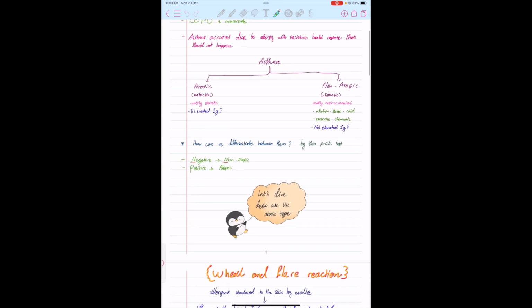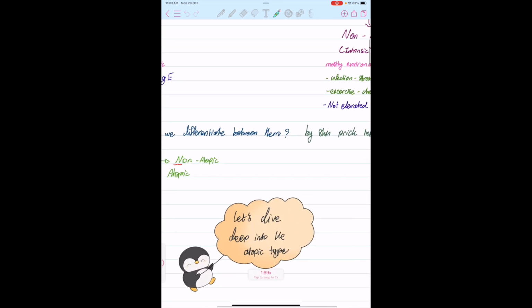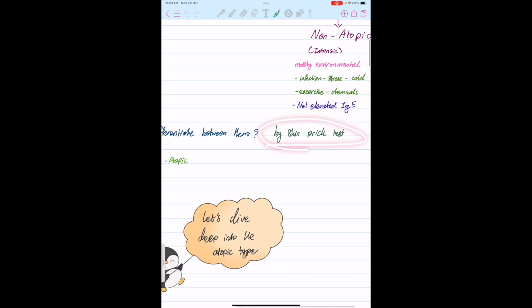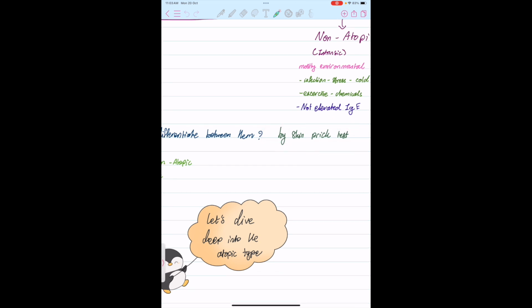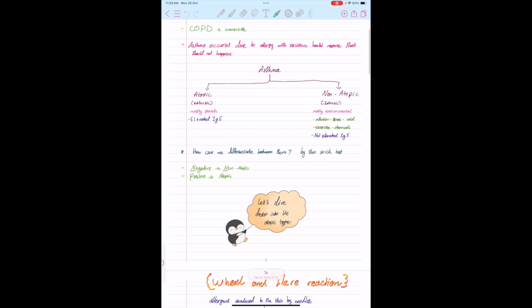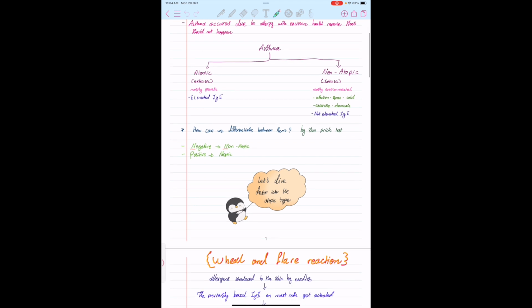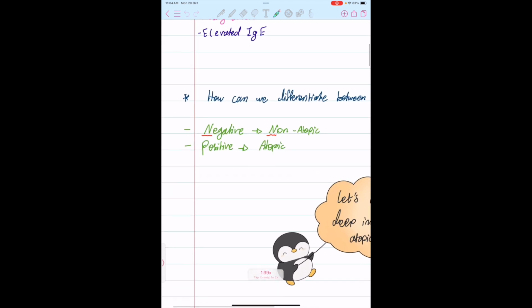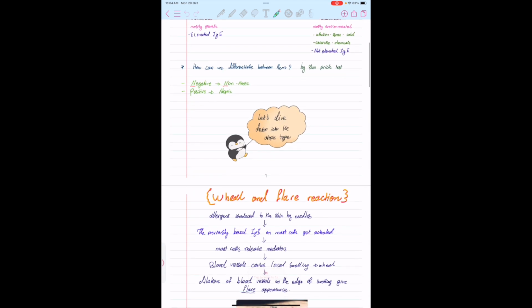Moving forward to how can we differentiate between them? By skin prick test. So we have a test in the lab. We can differentiate between the atopic and the non-atopic types of asthma. It's called skin prick test. The results are negative or positive. The negative is non-atopic, but the positive one is atopic.